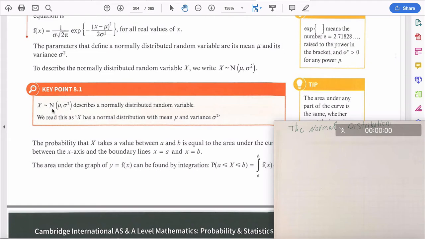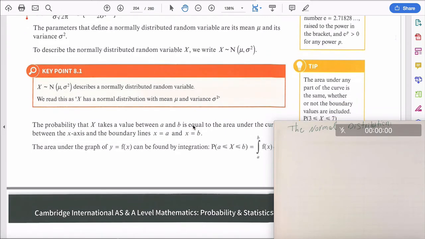X with normal distribution mu and sigma squared describes a normally distributed random variable. We read this as x has a normal distribution. This means that x has a normal distribution with mean mu and variance sigma squared.